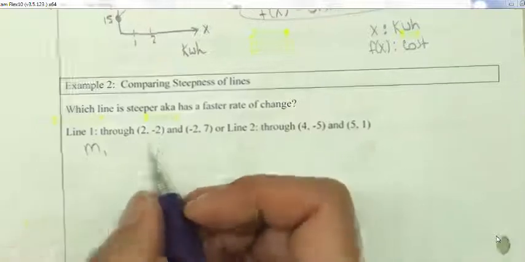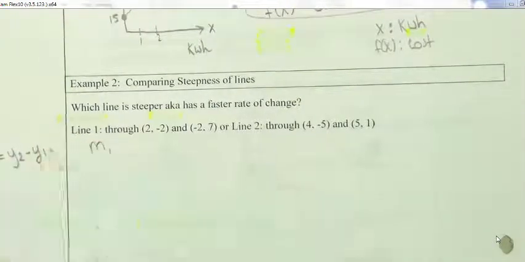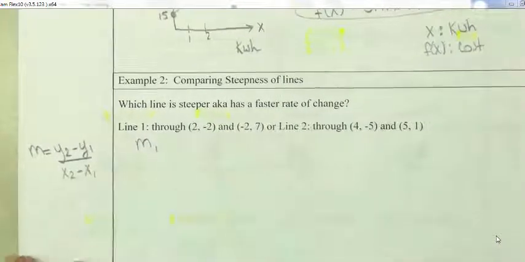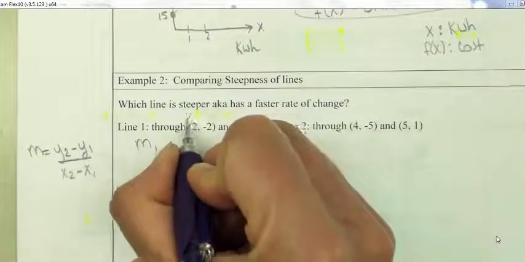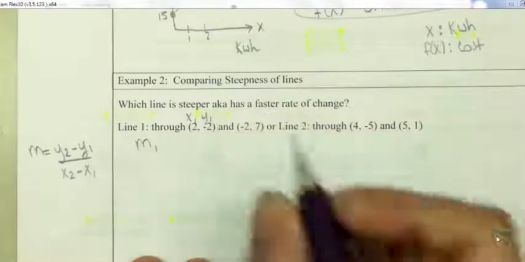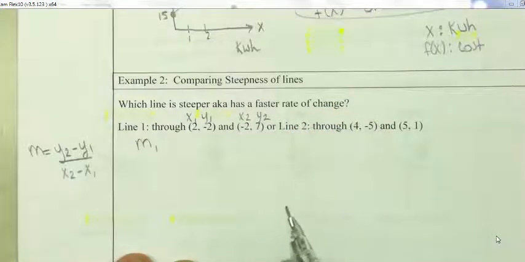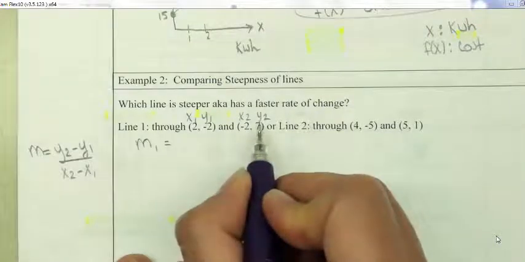Now, remember, to find the slope, it's the change in y, so it's y2 minus y1 over x2 minus x1. So choose which point's going to be your first one. It doesn't matter, but you can call that x1, y1, and your other point x2, y2. Basically, all you're doing is finding the change in the y's, and you're putting that over the change in the x's. But you got to start with the same one.